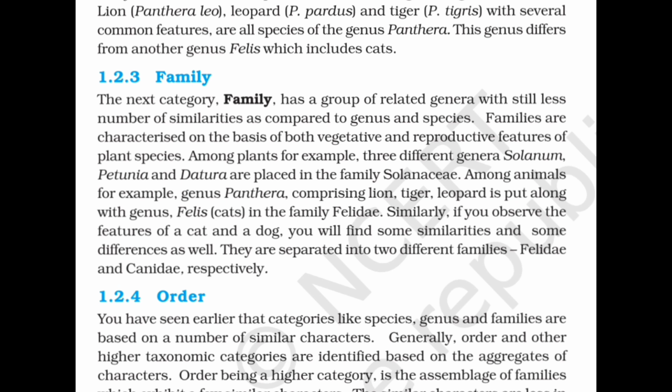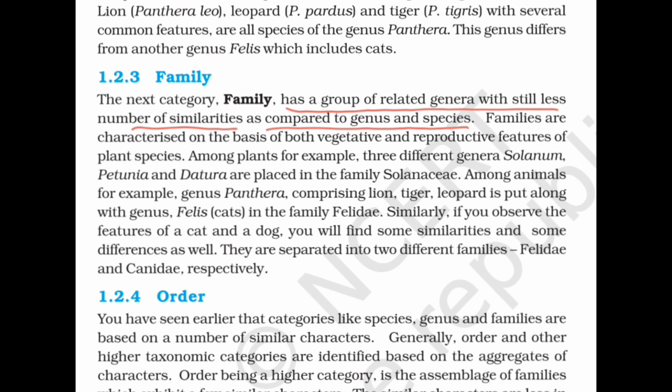The next thing which you're going to learn, which is above the genus, is family. We are going according to the pyramid. So species at the base, then above species there is genus, and then above genus there is family. Okay. So the next category, family, has a group of related genera with still fewer similarities as compared to genus and species. Obviously, species were the most similar.